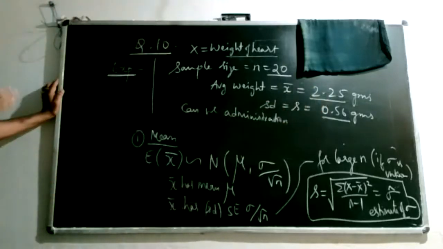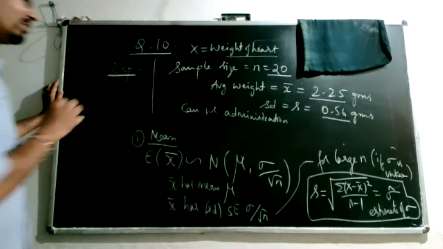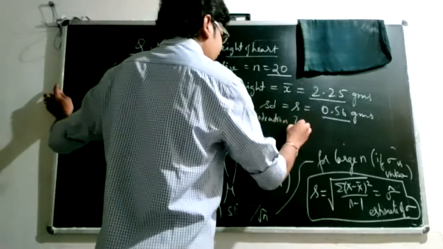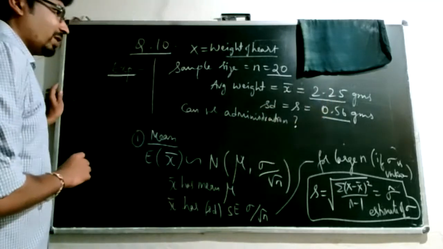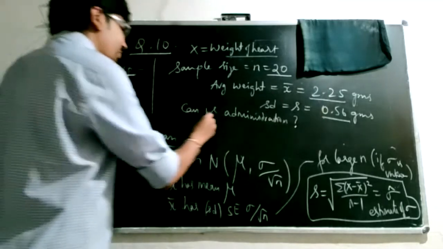As said, it is just for that particular sample. The reality is actually different. So what is the actual reality? That is what we are checking. So can we administer the drug? When do we administer the drug?